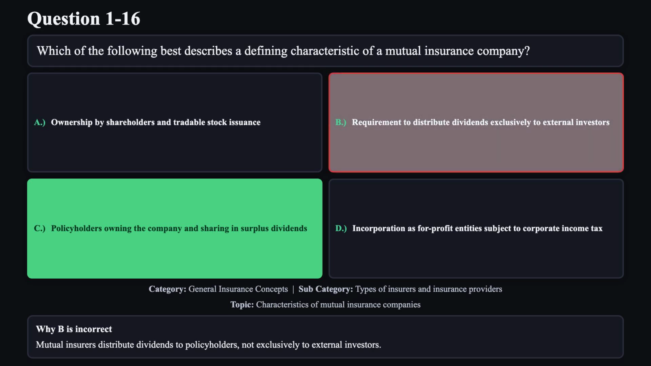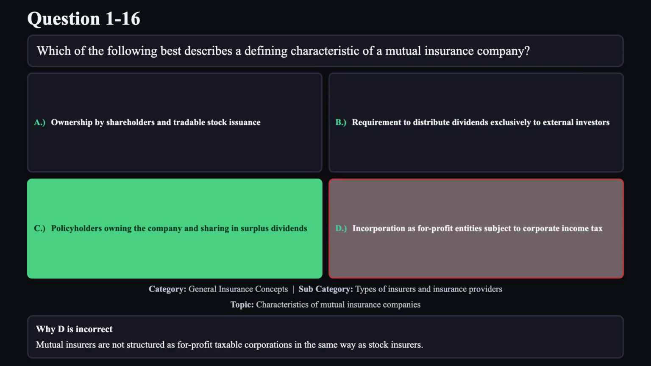Reason B is not correct. Mutual insurers distribute dividends to policyholders, not exclusively to external investors. Reason D is not correct. Mutual insurers are not structured as for-profit taxable corporations in the same way as stock insurers.